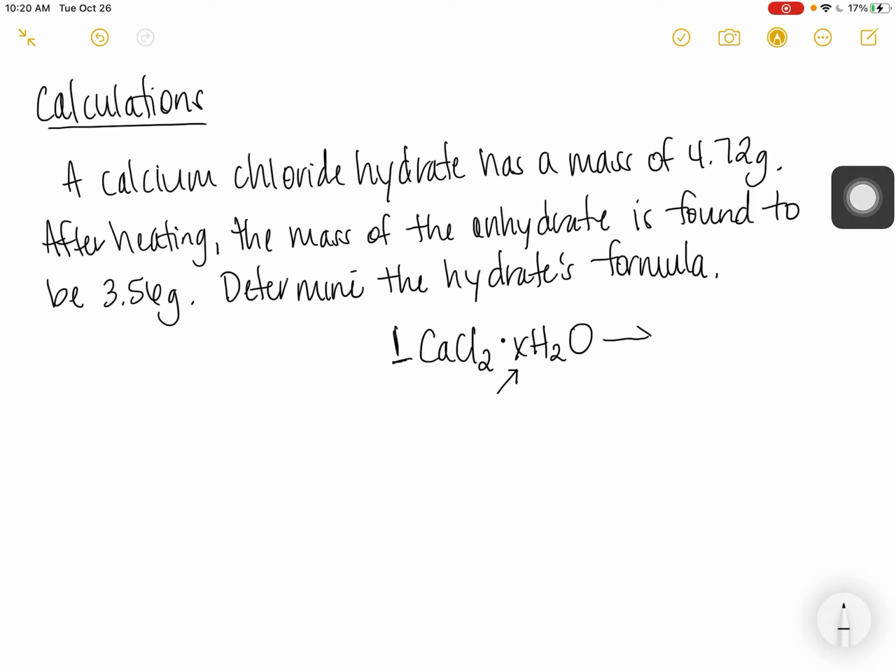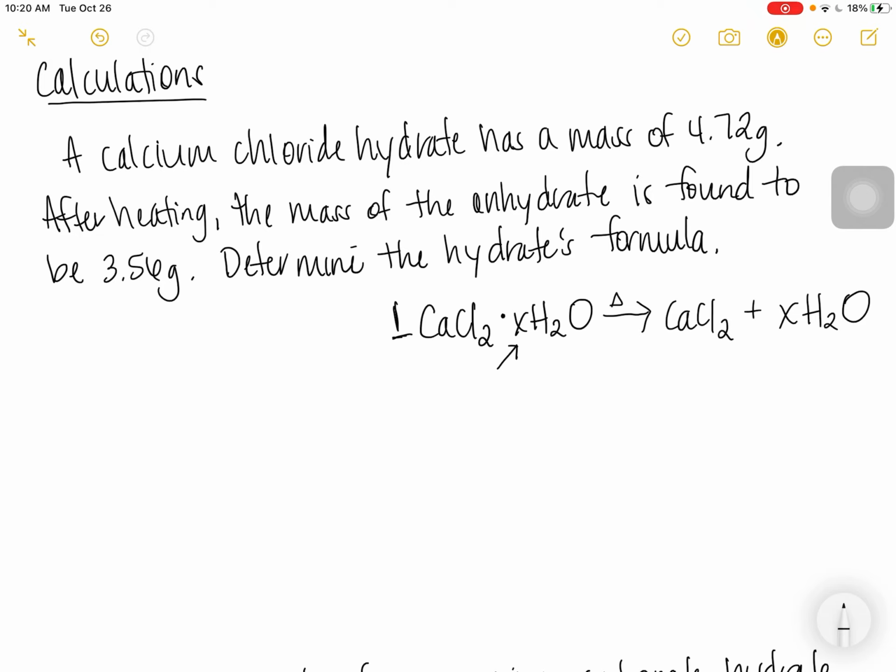So if we think about this, this is dehydration, so we would be left with the anhydrate plus however many waters there are. Okay, so from here, I need to figure out how I am going to solve this. So what do I know? I know the mass of the hydrate is 4.72 grams. And that's great and maybe helpful. However, I don't know what X is, which means I really can't do much with this number in terms of changing it to moles because I don't know what X is. But it's probably going to be helpful in a different respect.